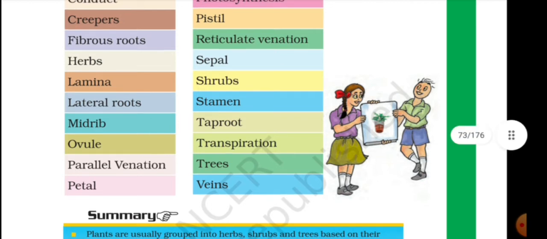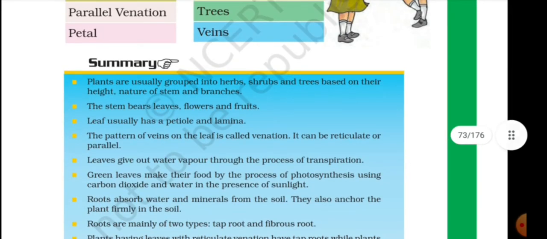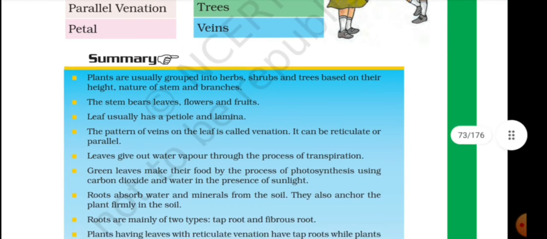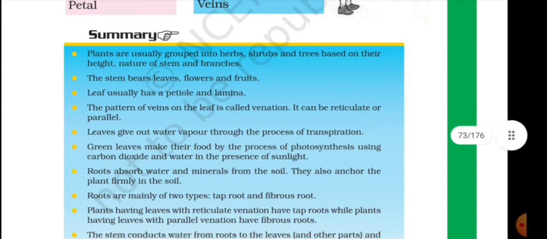So let's get a quick revision. Plants are usually grouped into herbs, shrubs and trees based on their height, nature of stem and branches. We have talked about how the smaller plant, which is tender and has fewer branches, is a herb. Bigger than that are shrubs and trees, and there is also discussion of the thickness of stem and branches. The stem has leaves, flowers and fruits. In leaves there is the petiole, the lamina and the midrib. There is venation in this, and transpiration we have studied.